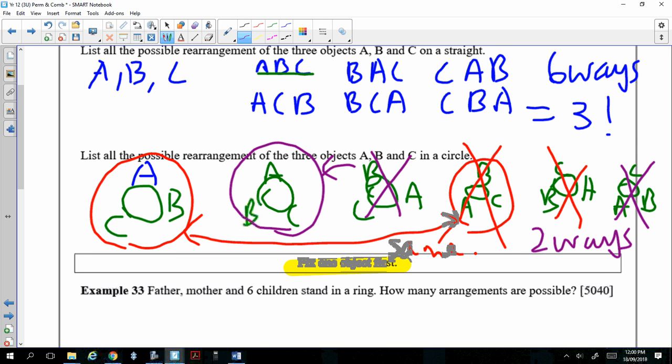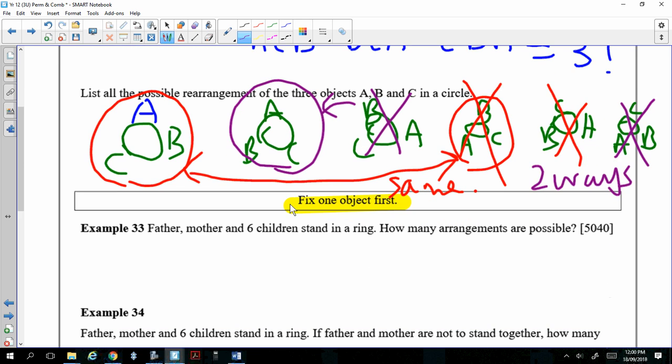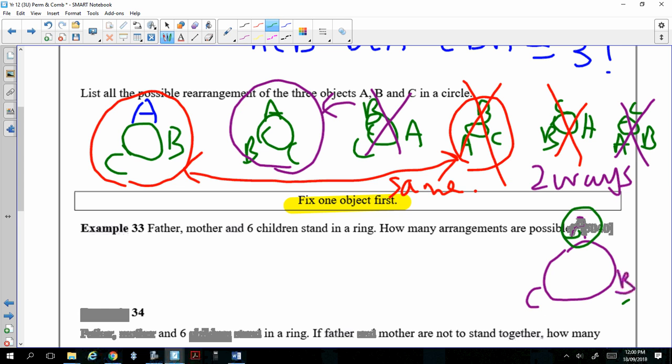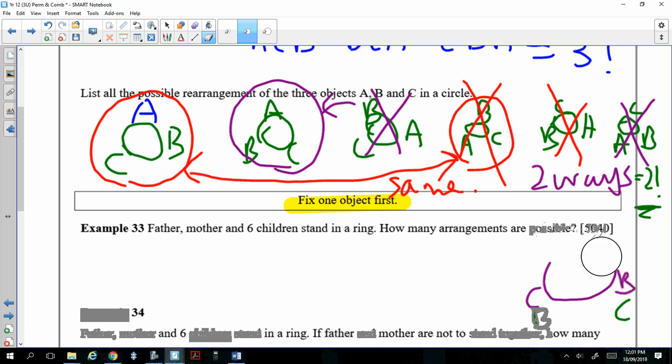And the reason why there are 2 ways is if you fix one object first, if you fix A, B could go here or here, B, C, or you could do CB. So therefore, there's only 2 factorial ways. Okay, you fix one object. So that's what you do when you arrange in a circle.